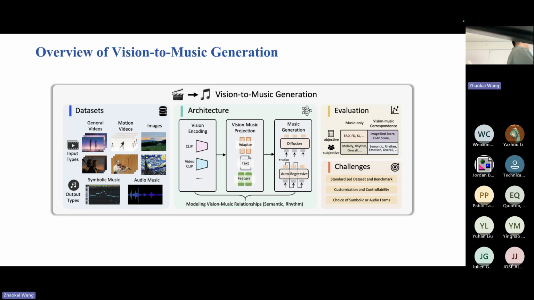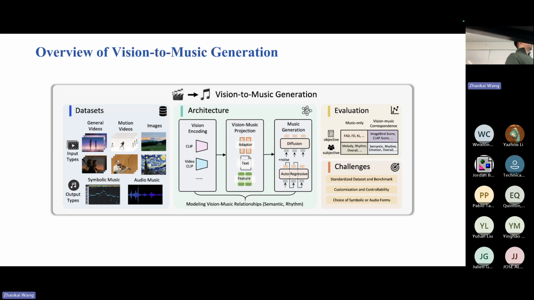And for the data sets, you can categorize these data sets by their input types or output types. And for the input types, the input can be general videos or motion videos. Motion videos can also be named as human movement videos. And there are also images. And for the output types, it can be symbolic music or audio music.